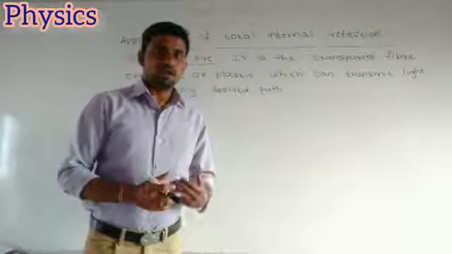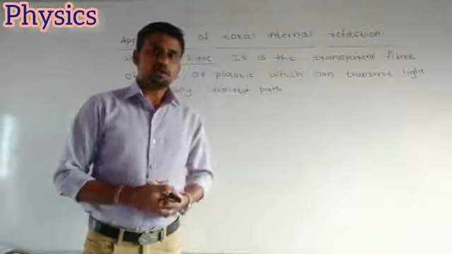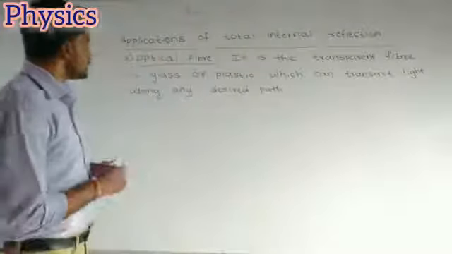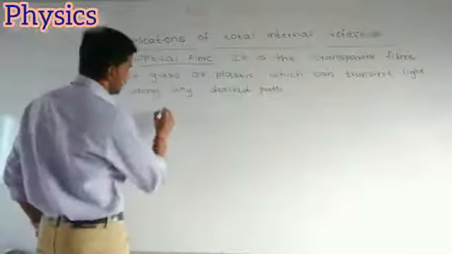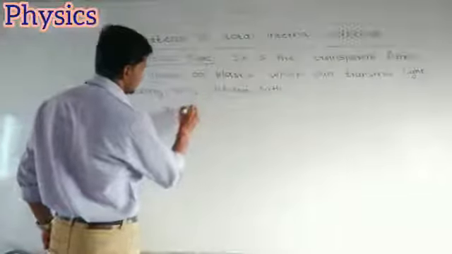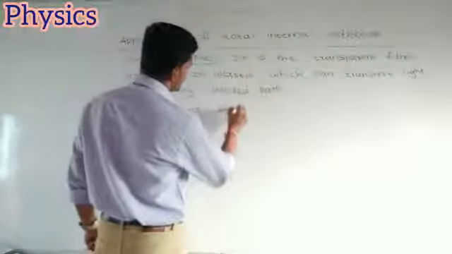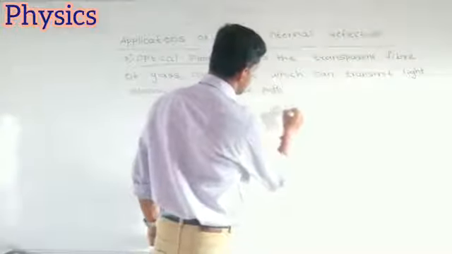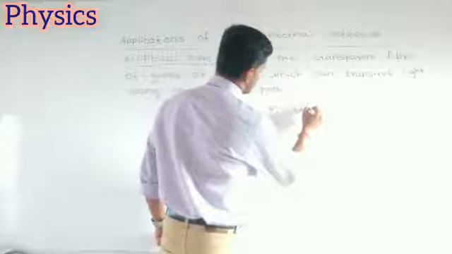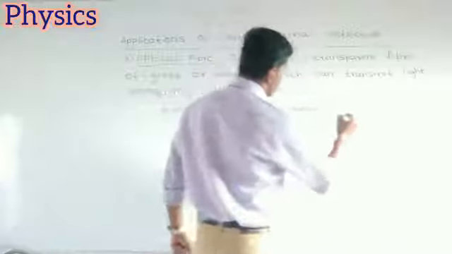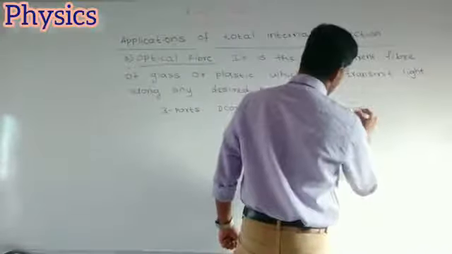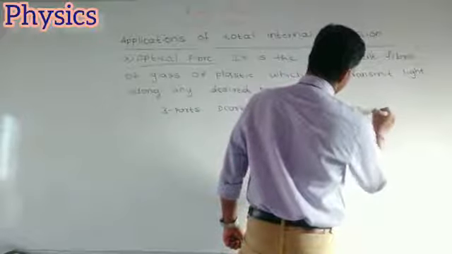Now let us see what the optical fiber actually consists of. Mainly there are three parts in an optical fiber. They are nothing but the first one is the core, another one is the cladding, and the third part of the optical fiber is the protective cover.